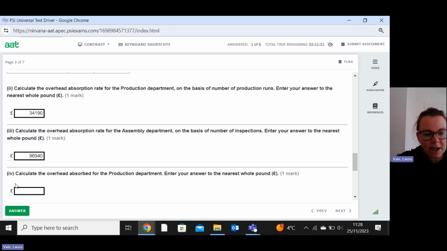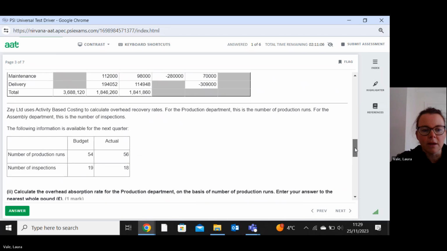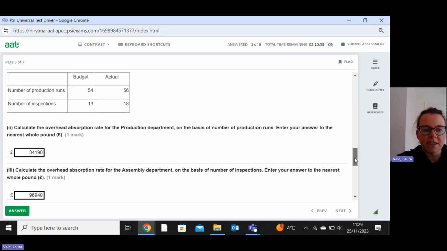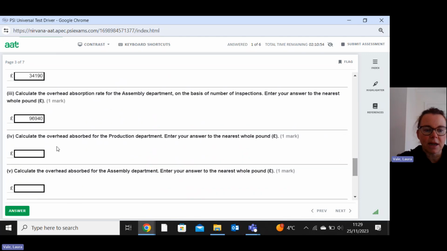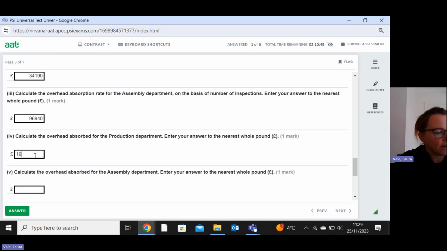Right, back to this. So calculate the overhead absorbed for the production department. We are saying that it's going to be 34,190 per production run. We've actually done 56 production runs. So we have to multiply the 34,190 by the 56 to work out how much has been absorbed, which is a big old number, 1,914,640.